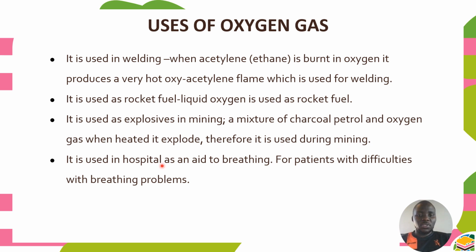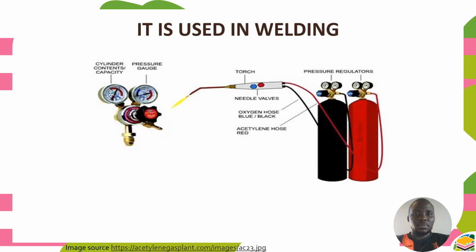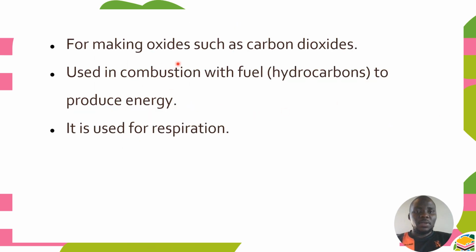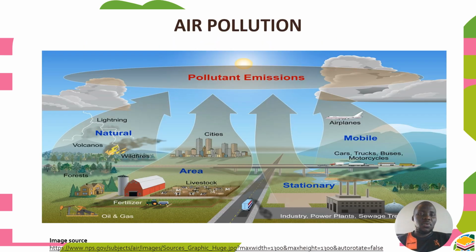It is used in hospitals as an aid for breathing, for patients with breathing problems. So here we have some gas cylinders. This is a gas cylinder for oxygen used during welding. It is used for making oxides, such as carbon dioxide, in combustion with fuel, and it is used for respiration. So these are some of the uses of oxygen gas.